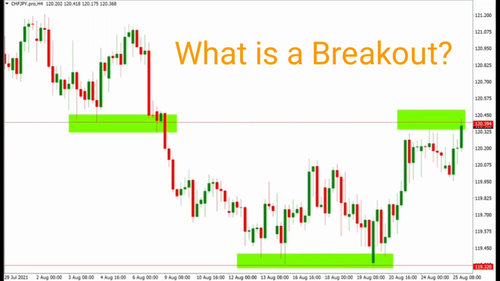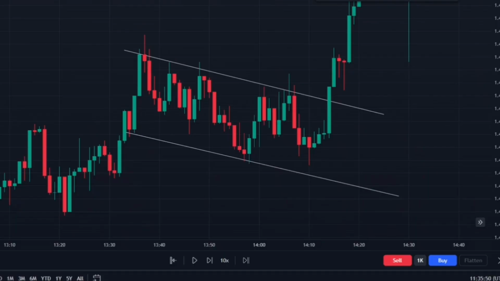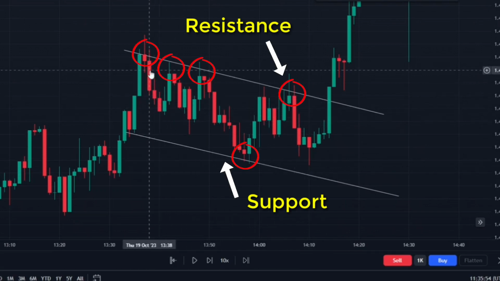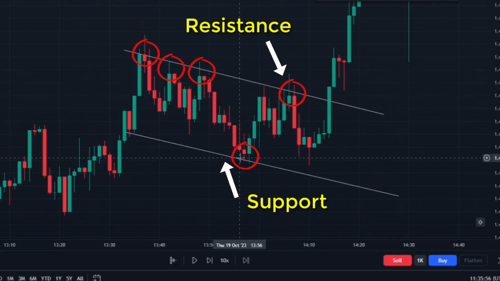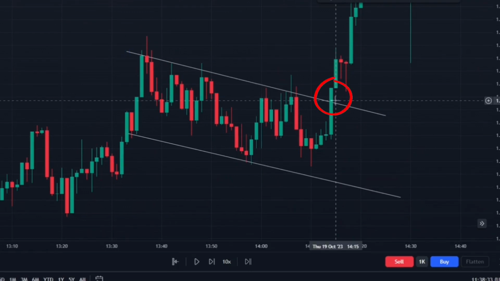So what is a breakout? A breakout is essentially a break of a support or resistance level. That's pretty much the definition. Here we have a great example of a clean breakout. We've got our support and resistance levels, and we've got multiple key rejections of both of those levels. In this case, the price breaks through this resistance level, making this a great buying opportunity.